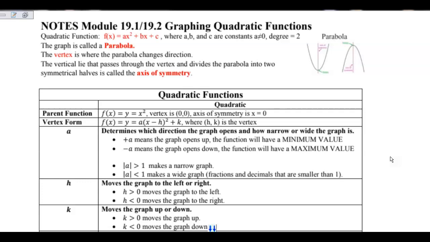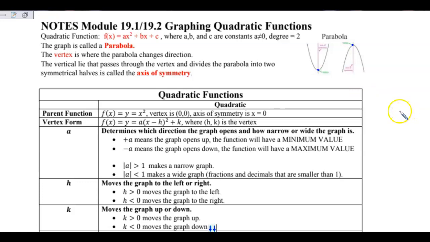The graph, when we do this, is called a parabola, and it usually looks like an upright U or an upside down U, either one of those cases. The vertex is where it changes direction, so it's like the lowest point or the highest point. Those are called the vertex.